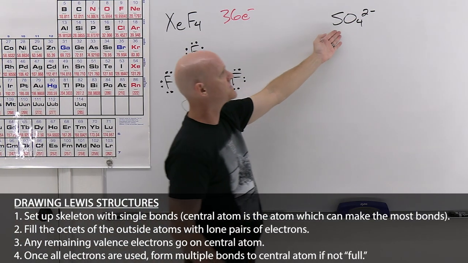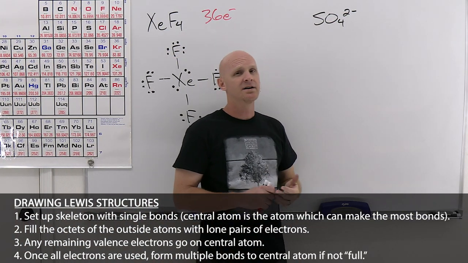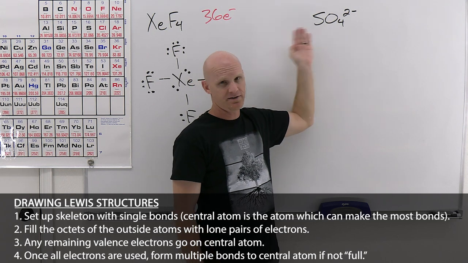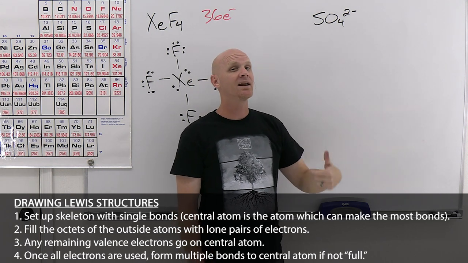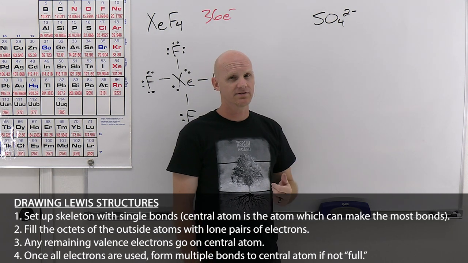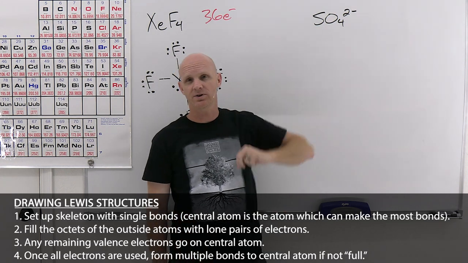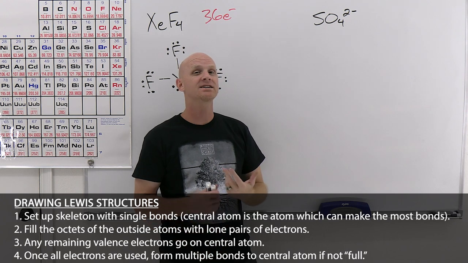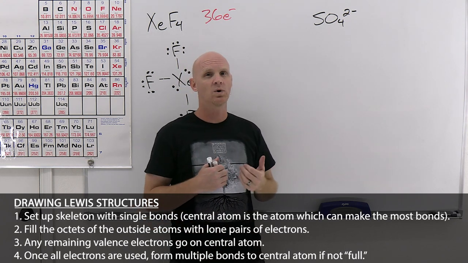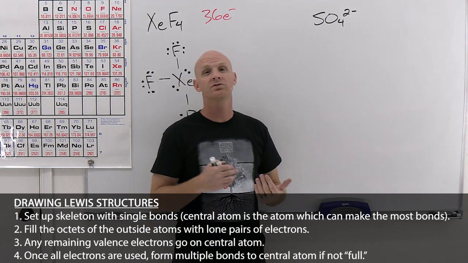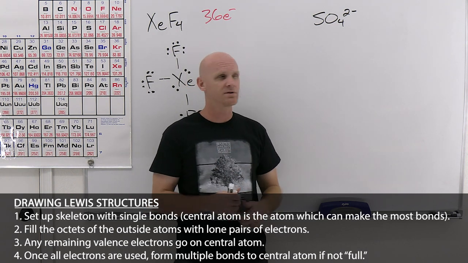All right, so SO4 2 minus is the next one, and this is the first example where we've seen an ion. And when you've got an ion, if it's an anion, you have to add extra electrons. If it's negative 1, add 1 extra electron. If it's negative 2, add 2 extra electrons, and so on and so forth. If it's a cation, you actually remove electrons. Plus 1, you remove 1 electron. Plus 2, you lose 2 electrons, so on and so forth.